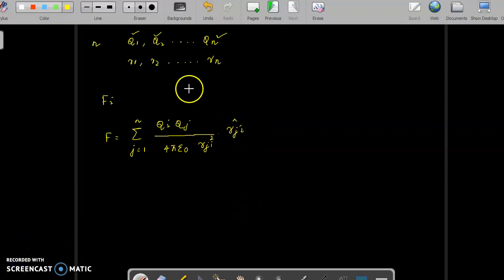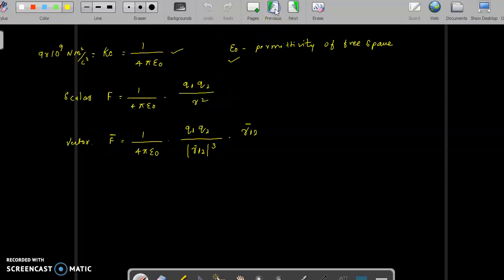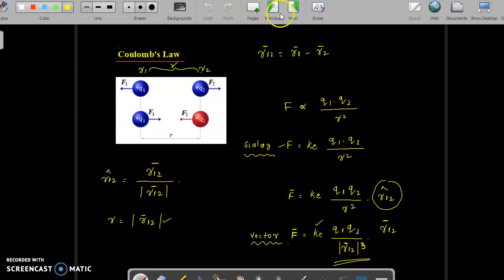So hence the force acting on a point charge due to a system of point charges is simply the vector addition of the individual forces acting on that point charge due to each one of the charges. Since the force is a vector quantity, let us represent this as a vector. So that's coming to the end of today's session.